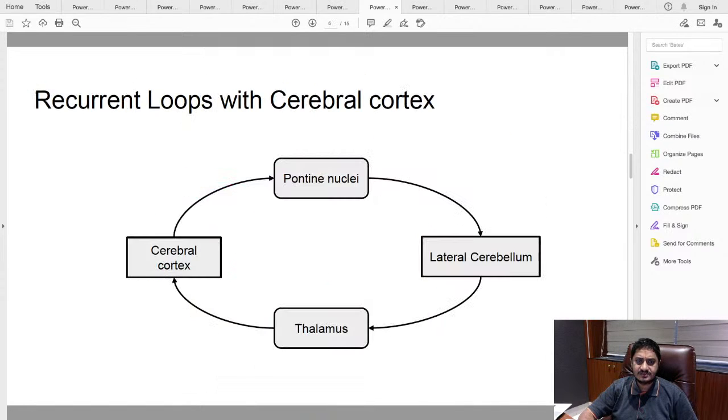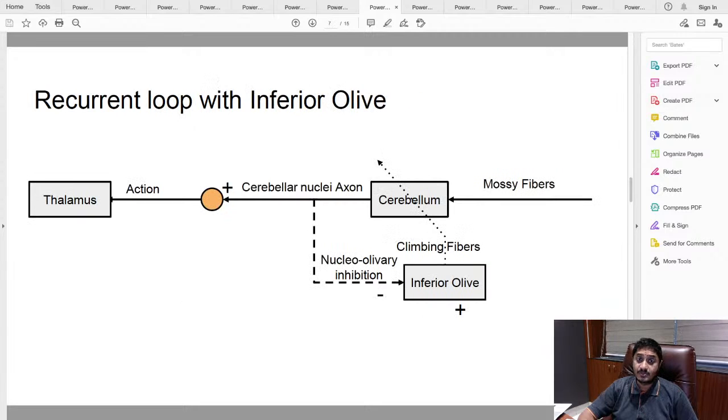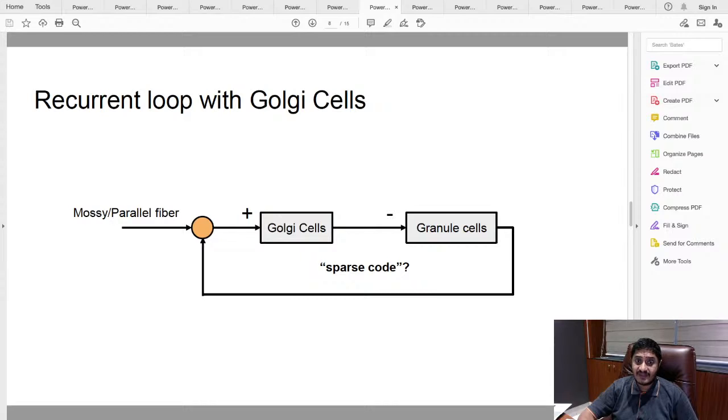We've gone through this. Recurrent loops. I was thinking of discussing the recurrent loops. So the cerebral cortex, pontine nucleus, lateral cerebellum, and thalamus. And a recurrent loop involving the inferior olive, and then recurrent loops involving the Golgi cells. This is what we were discussing in the earlier part of this lecture. Remember what this does? Golgi cells are activated by massive parallel fibers, and they are inhibiting the granule cells. Golgi cells are GABAergic. They are inhibiting the granule cells. So what does it do? Remember, what are you having?